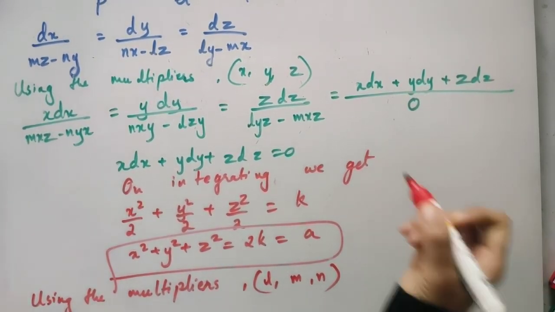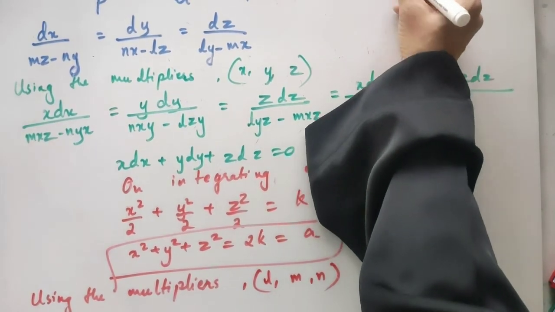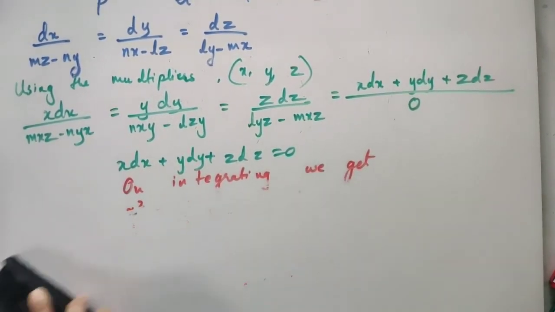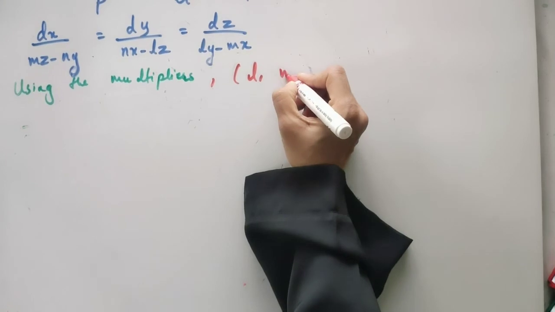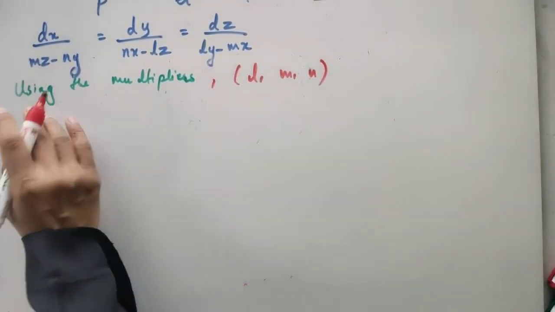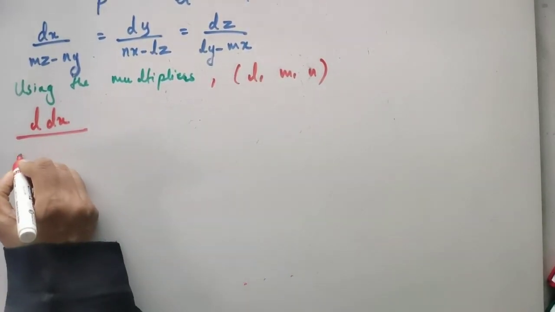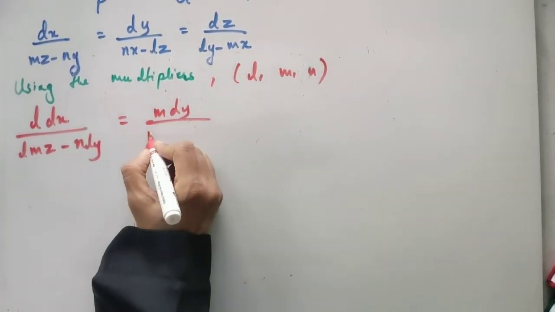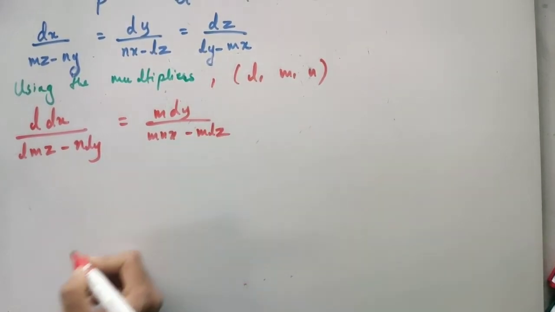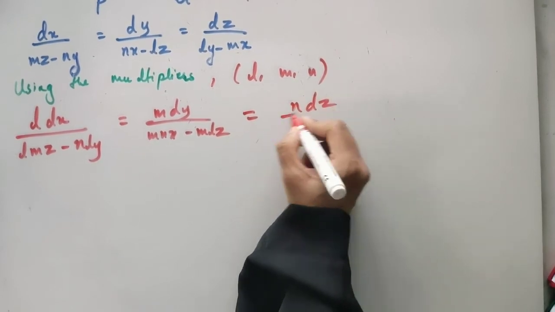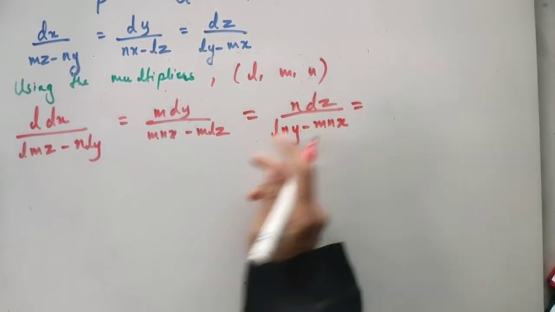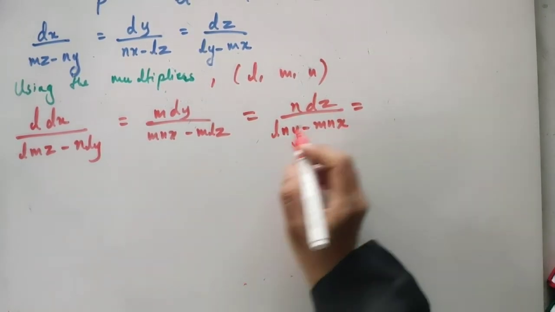So this is my first answer. First solution, I'll write it here so that I will not miss it. Now to solve this, I am using the multipliers L, M and N. So using the next set of multipliers L, M and N, what do we get? Just see. I have to multiply the numerator by L and the denominator also by L. LMZ minus NLY is equal to M dy divided by MNX minus MLZ. Now that is equal to N dz divided by LNY minus MNX.